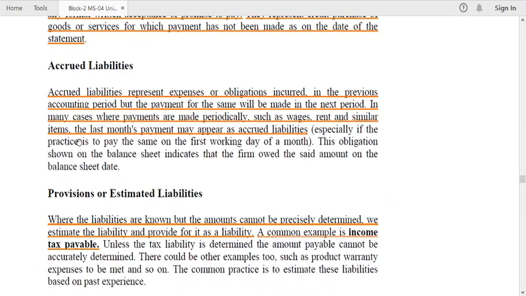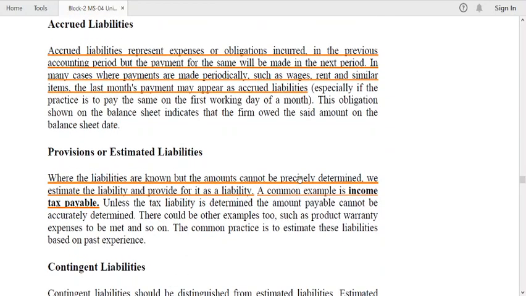Okay, accrued liabilities. This is also a current liability. Accrued liabilities represent expenses or obligations incurred in the previous accounting period, but the payment for the same is not yet paid or will be made in the next period. In many cases where payments are made periodically, like wages, rents, and similar items, last month's payment will appear as accrued liabilities. This is understandable. Rent, we will pay at the end of the month. But if the accounting period ends before that, then we will show the rent as accrued liability. The expense is incurred in this current period, but it is not yet paid. Therefore, it is an accrued liability.